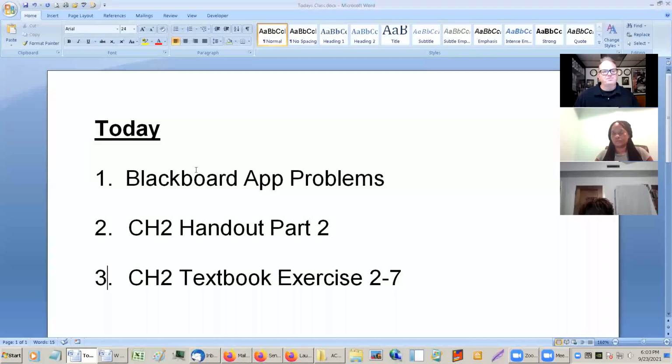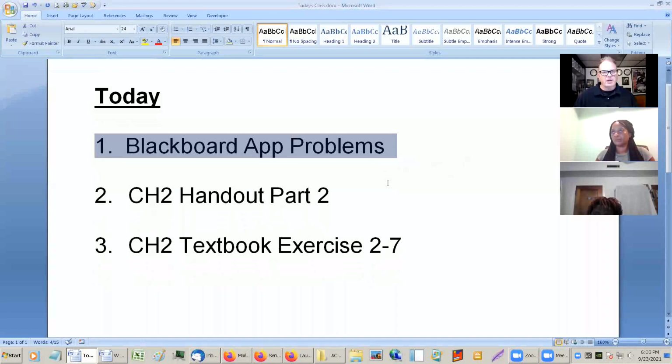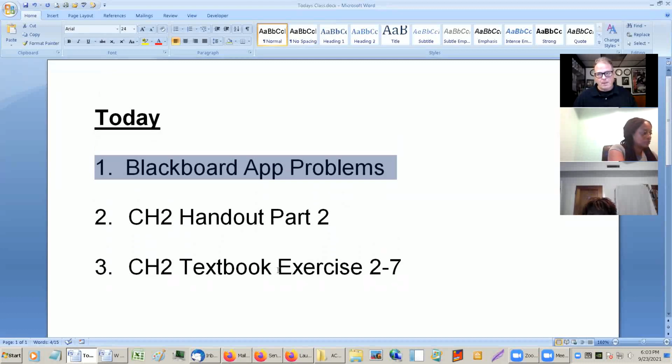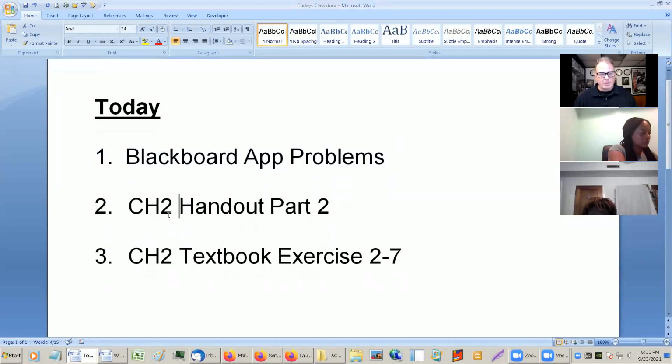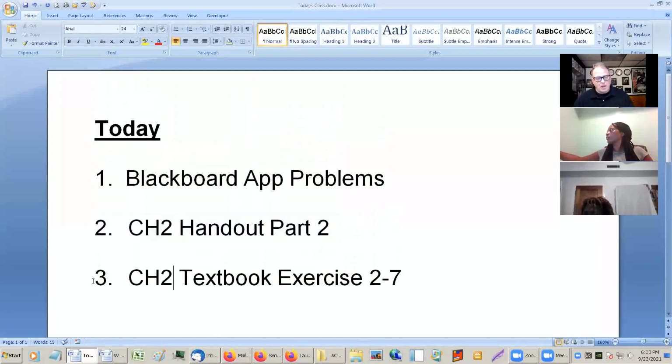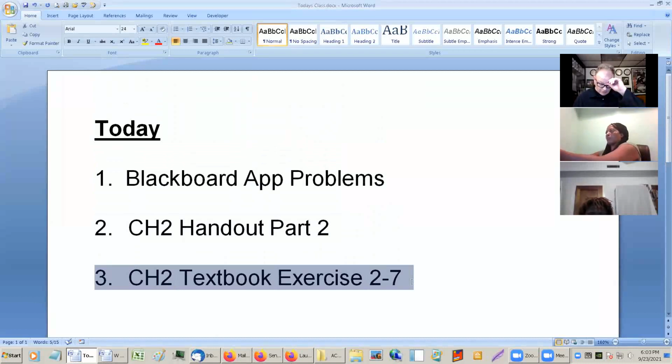So today, the first thing I want to talk about is the Blackboard app problems. It seems like there's a couple of problems that are common with the Blackboard app that I'm going to go over. Second one is Chapter 2 Handout Part 2. And third, we do textbook exercise 2.7. We'll see how far we get. I think we should get all these done, but we'll see.